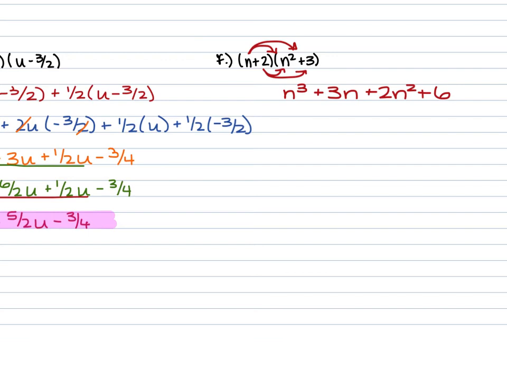So I look at this and I do not have any like terms that I can combine. However, this is not in standard form. So I am going to rewrite it to where it is in standard form. So it's just going to give us n cubed plus 2n squared plus 3n plus 6.